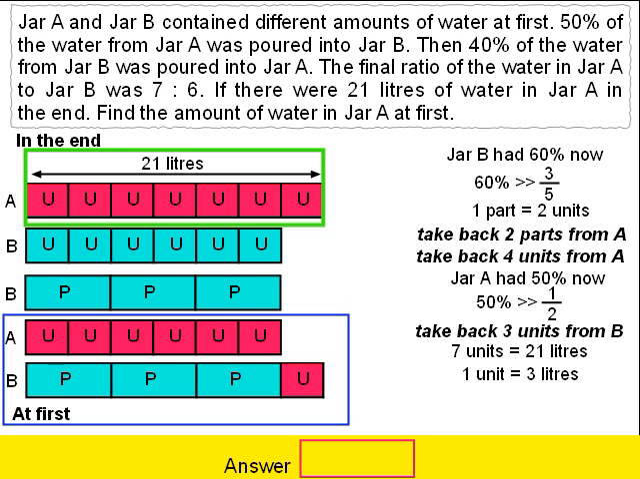All right, and the question asks us to find the amount of water in the jar A at first. At first, jar A is having how many? 6 units. All right, 6 units. So we got to take 6 units multiplied by 3 liters. That gives us 18 liters of water. So the answer to the question, jar A at first had 18 liters of water.